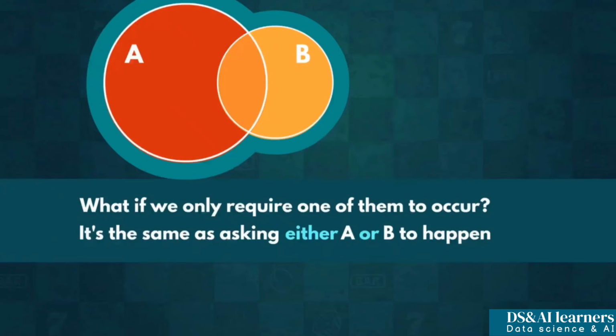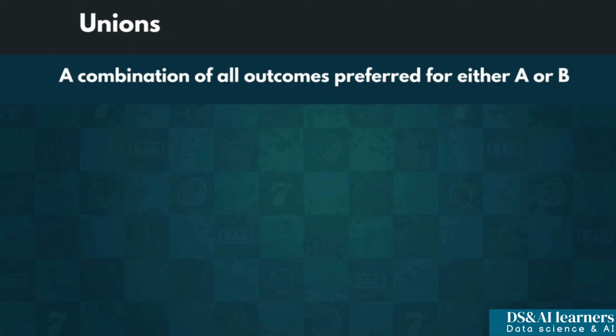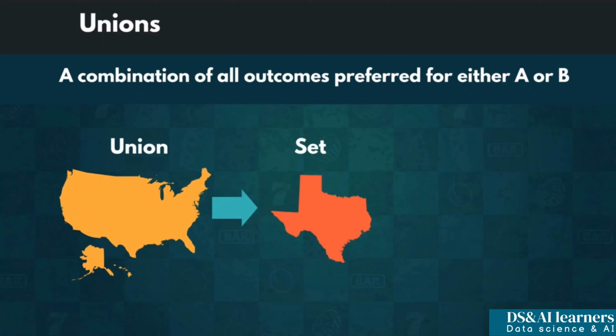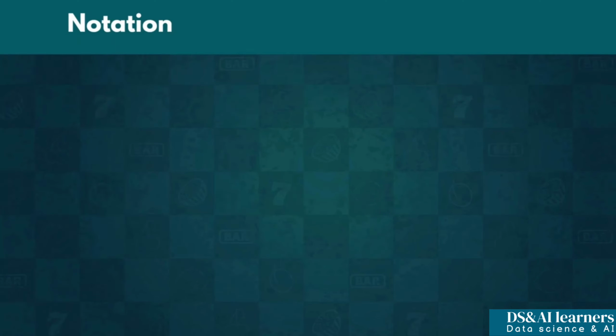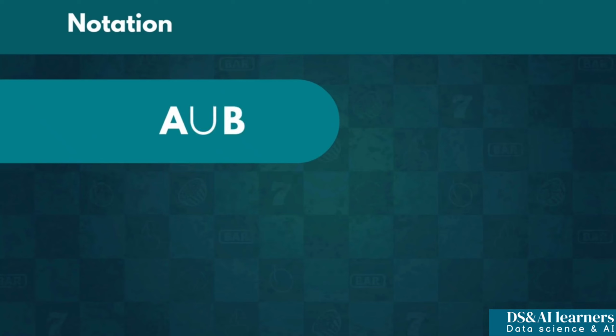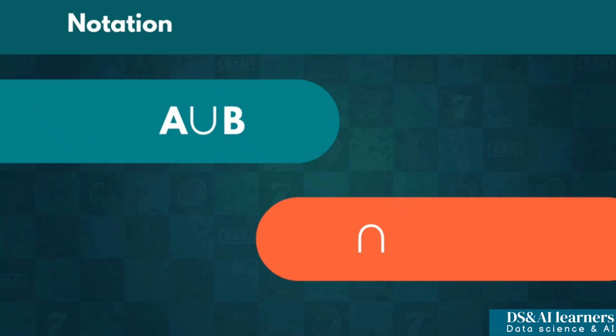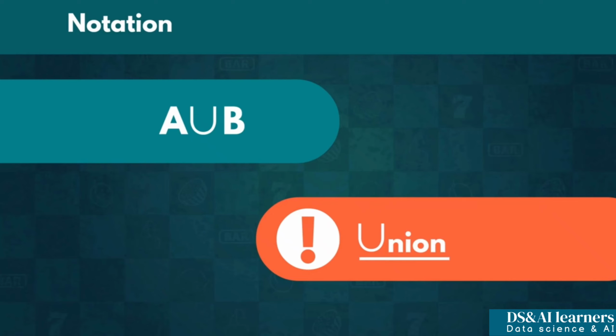The union of two sets is a combination of all outcomes preferred for either A or B. If you think about different American states as separate sets, then the citizens of each state would be their elements. Just like every Texan is an American, so is every element of an individual set also an element of the union. We denote the union of two sets as A union B. The symbol we use is just the intersection symbol flipped upside down. To avoid confusion between the two, remember the symbol for union resembles a capital letter U.